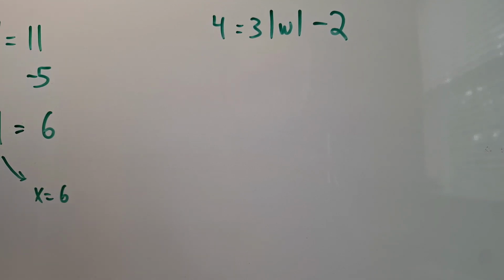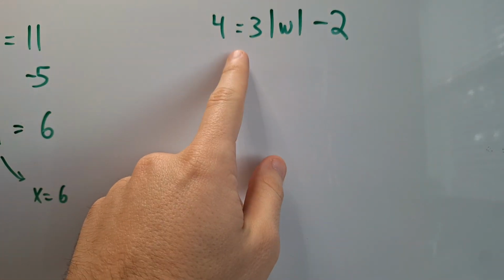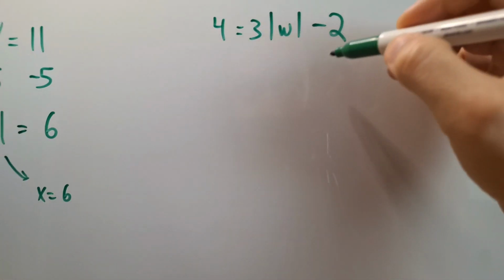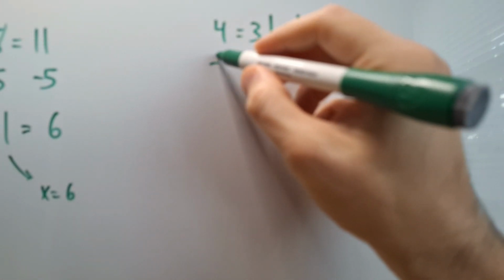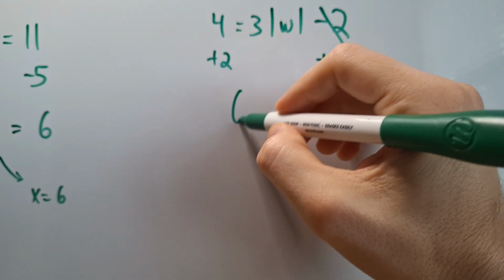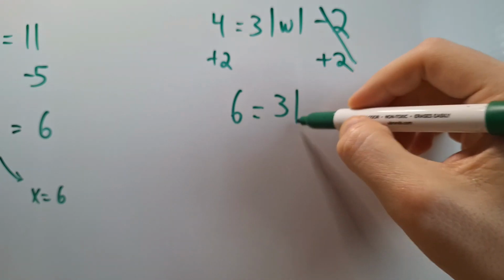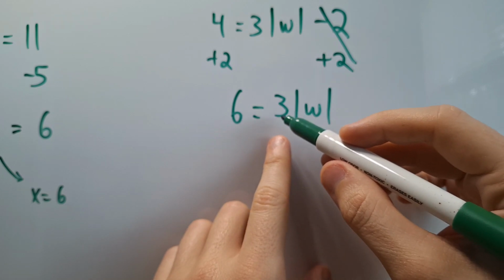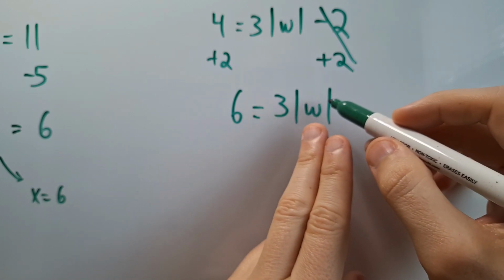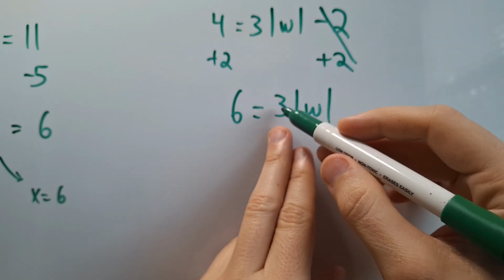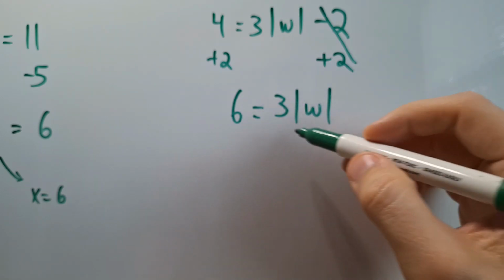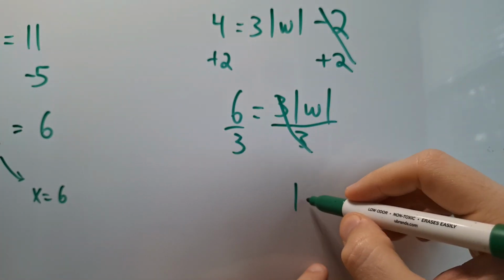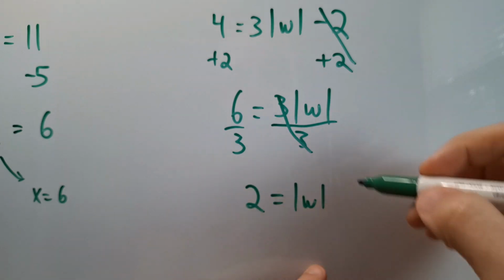Here I have a few more steps in this absolute value equation. Here I have 4 equal to 3 times the absolute value of w minus 2. First thing we'll do is add 2 to both sides, giving me 6 equal to 3 times the absolute value of w. You're going to treat this 3 as a regular coefficient, because this by itself is its whole other thing. So 3 we're going to treat regularly like a coefficient. Divide by 3. And we have the absolute value of w equal to 2.